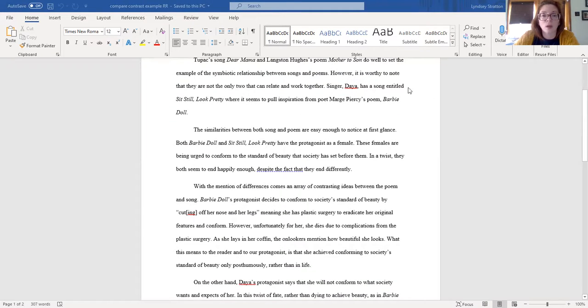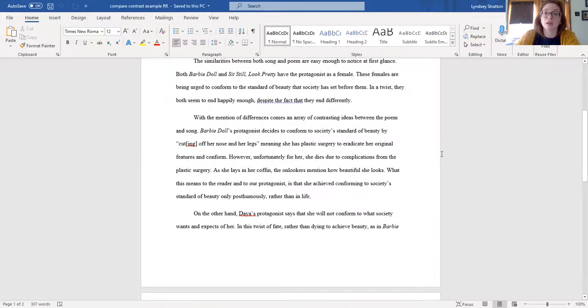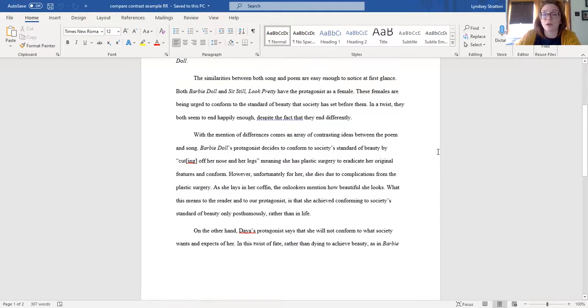Okay, so here I wrote, singer Daya has a song entitled Sit Still Look Pretty, where it seems to pull inspiration from poet Marge Piercy's poem Barbie Doll. Okay, the similarities between the song and poem are easy enough to find at first glance. They both have a protagonist as a female. The females are being urged to conform to the standard of beauty that society has set before them. In a twist, they both seem to end happily enough, despite the fact that they end differently.